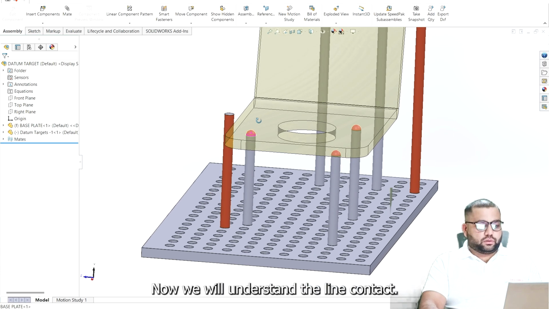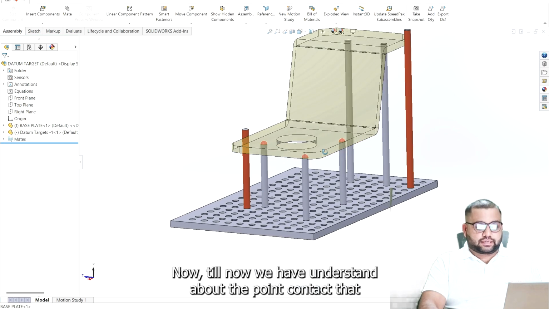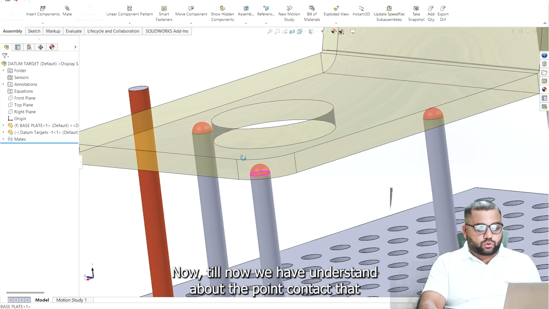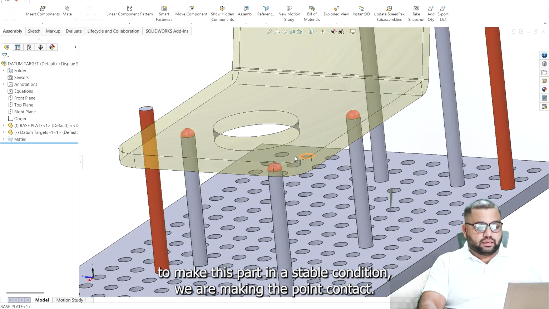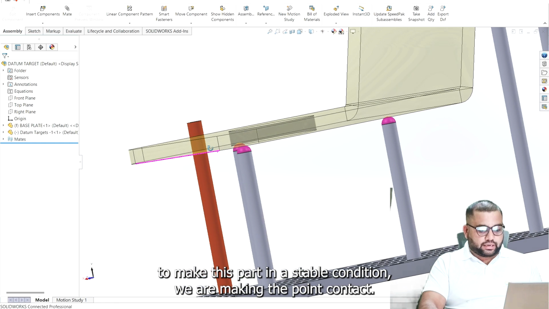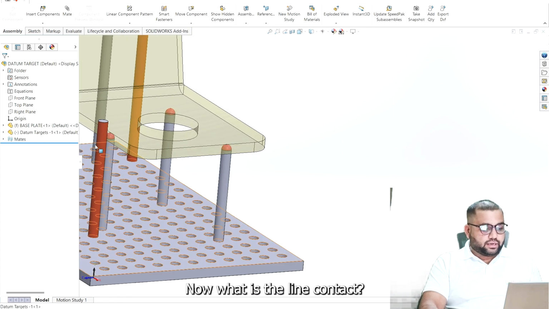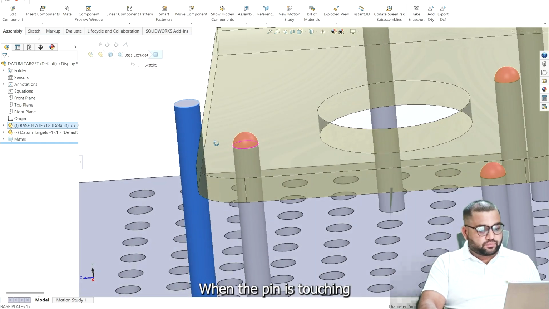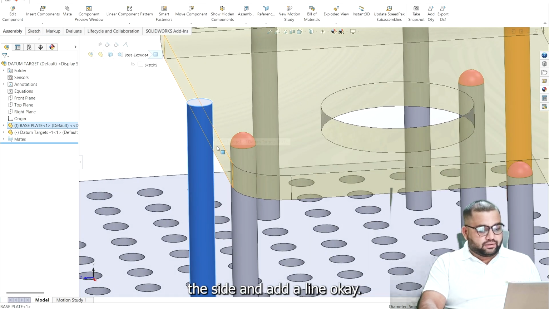Now we will understand the line contact. Till now we have understood that to make this part stable we are making point contact. Now what is the line contact? It is when the pin is touches the side along a line.